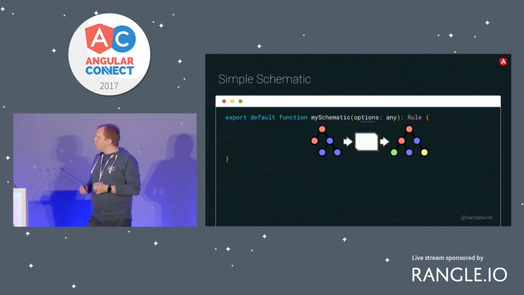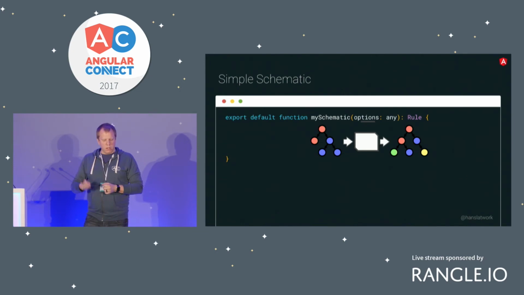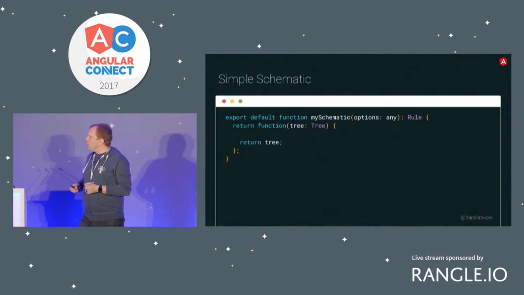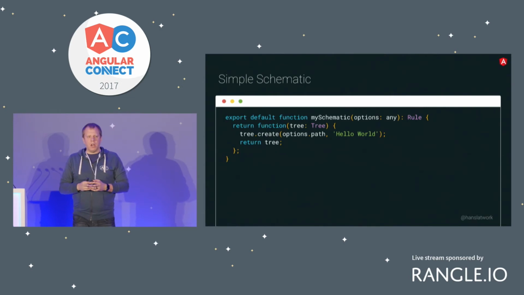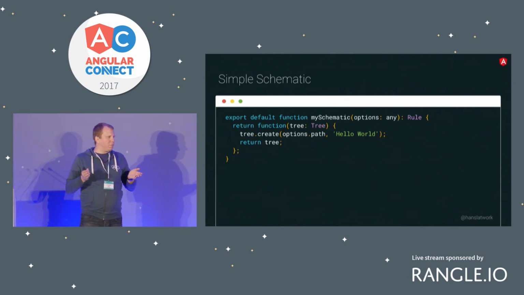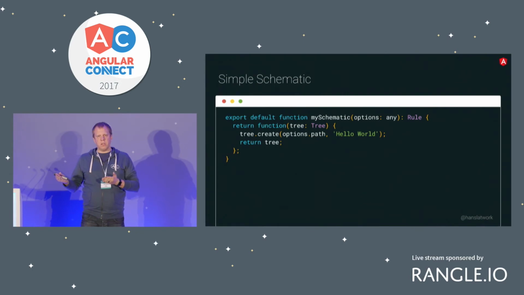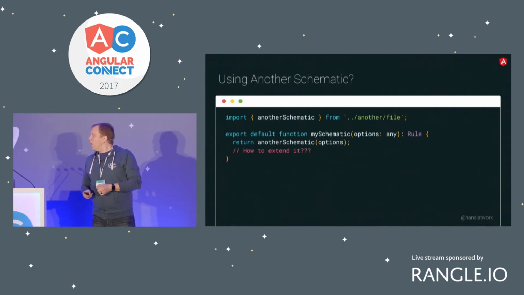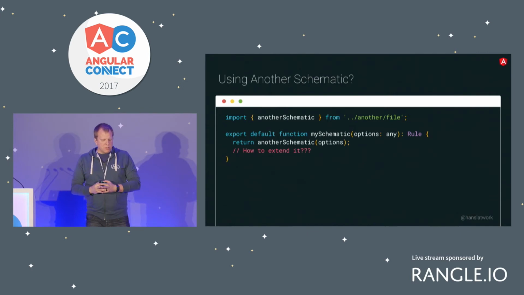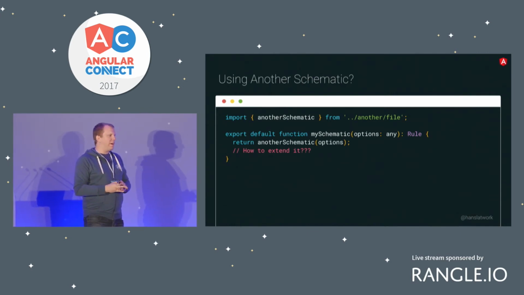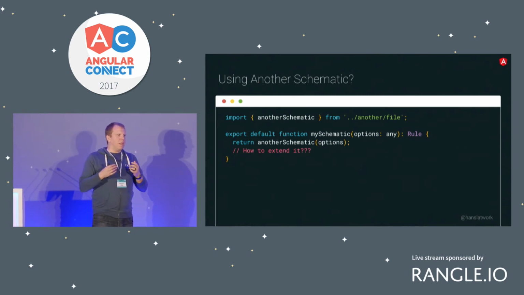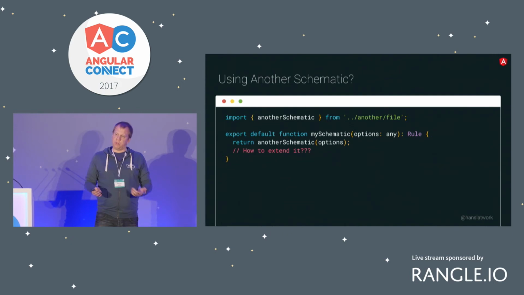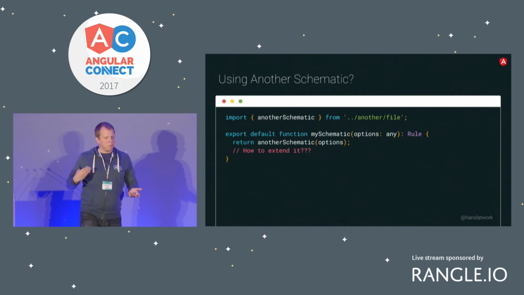And so a rule takes a tree, applies something to it, and returns another tree. In this case, a rule is basically just a function that takes a tree and returns a tree. And in this case, we're just going to create options.path. So we create a file at the path that you pass on the command line with the content hello world. And because schematics are already rules and factories are rule factories, you can actually call a rule factory with an object, with a list of options, and get a rule. So you could technically just return another schematic like that.